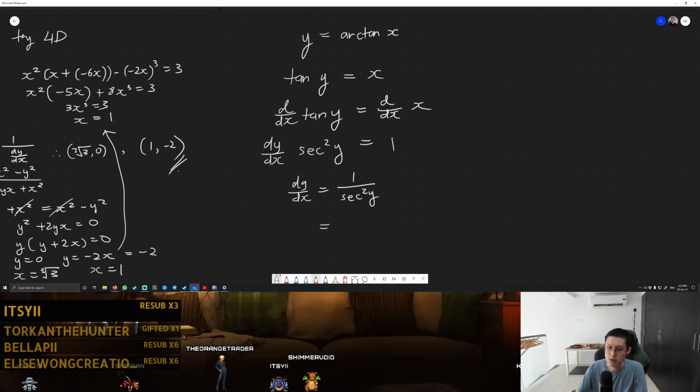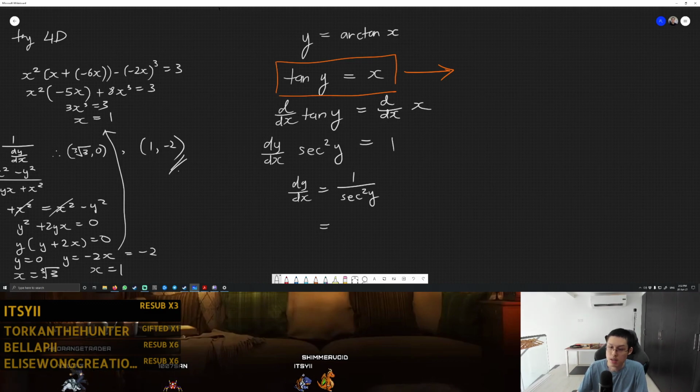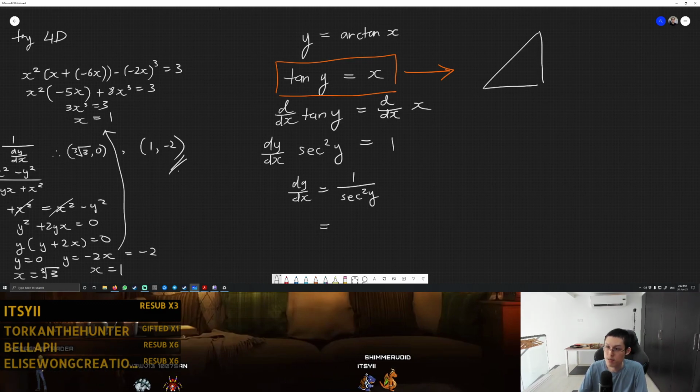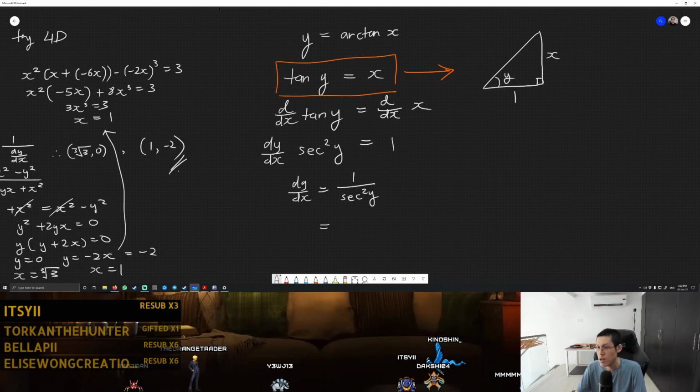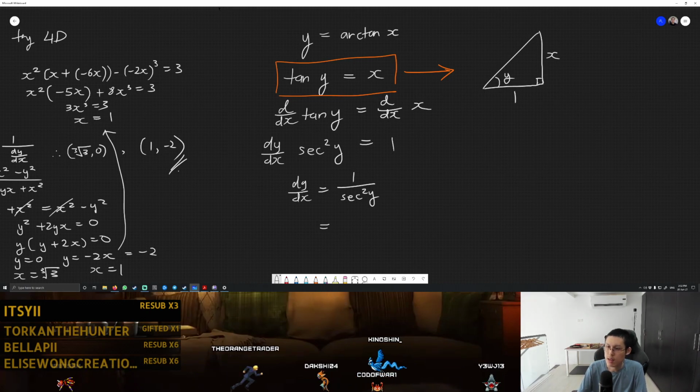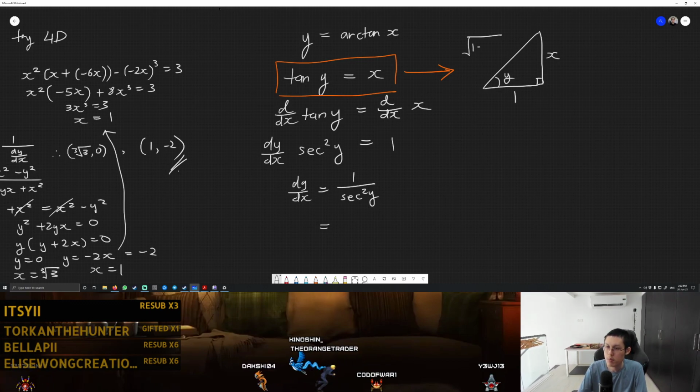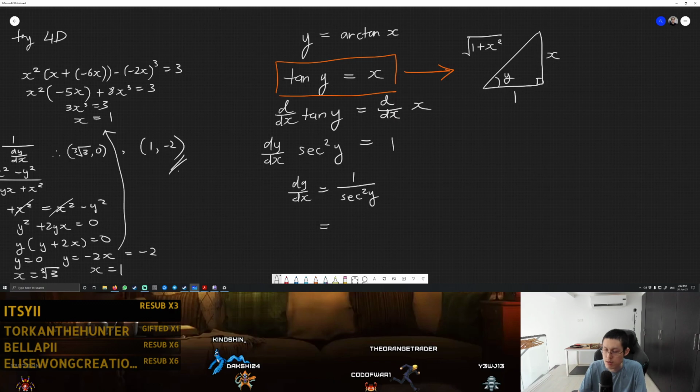So first off, we're going to have to look at this right here. This tells you that if you were to draw a right angle triangle like this with some angle y, the ratio of the opposite to the adjacent length is going to be x, which means one possible combination could be x over 1. There are also other combinations like 2x over 2, but I'm just going to take the simplest form, which is x over 1. So this tells us that the hypotenuse must be the square root of 1 plus x squared, because Pythagoras, right?